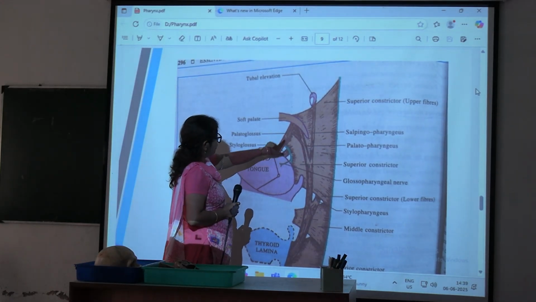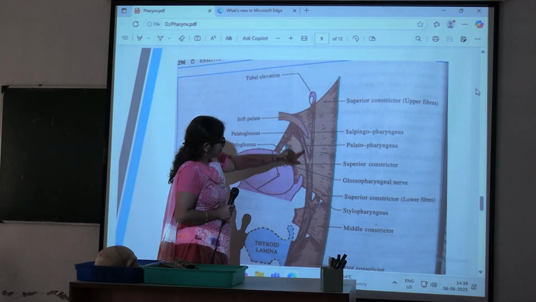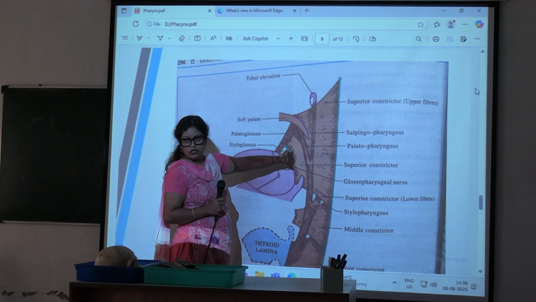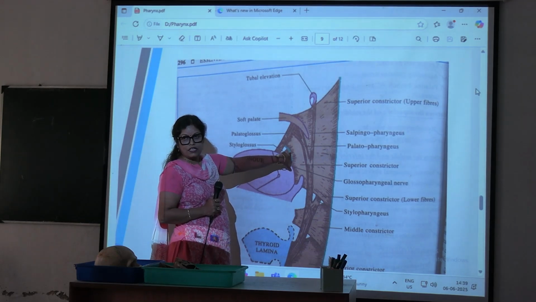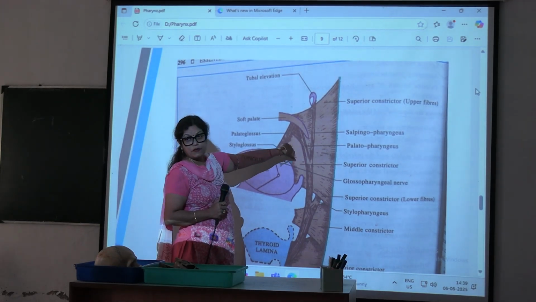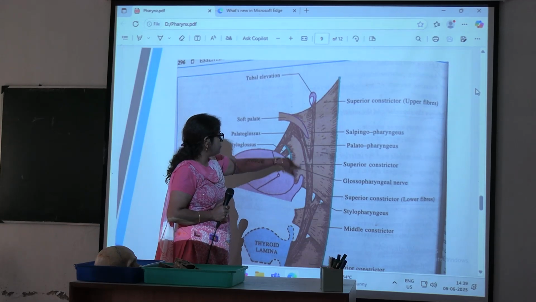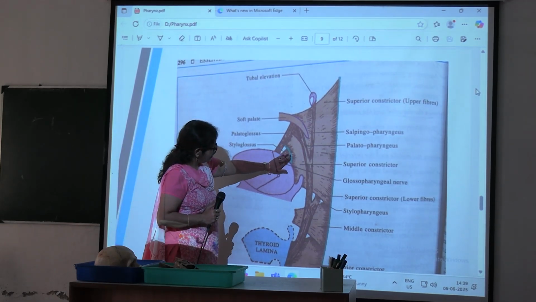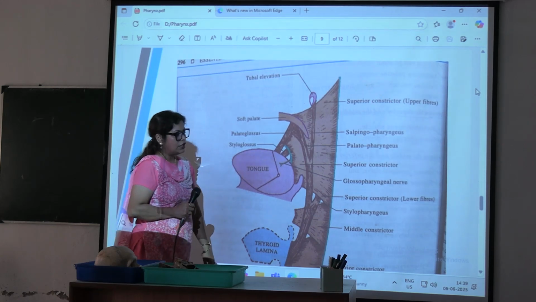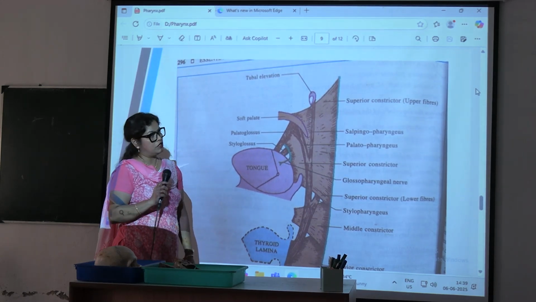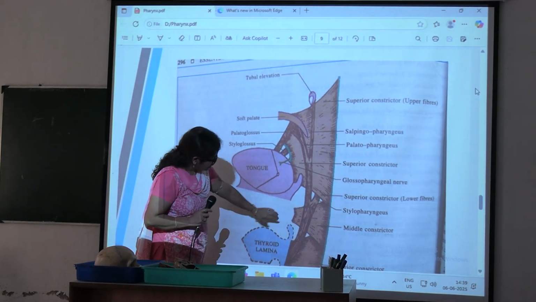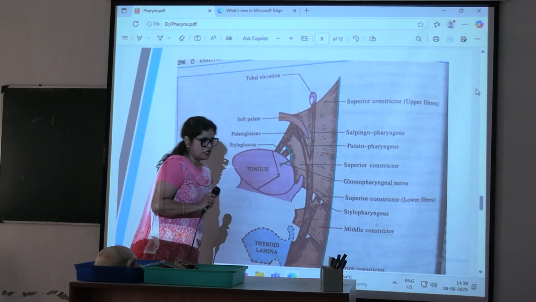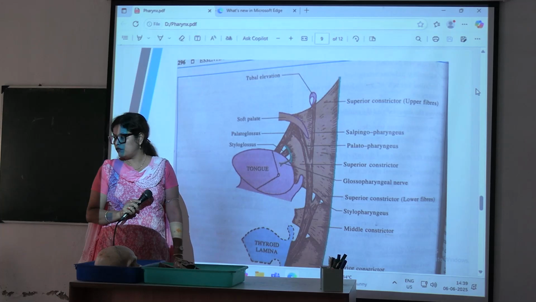Now you can see the palatoglossus muscle, and this is the palatopharyngeus muscle. This space is the tonsillar space. Here lies the tonsil, and in the posterior wall of the tonsil there is the glossopharyngeal nerve that may sometimes get injured during tonsillectomy. And these three are the constrictors, superior, middle and inferior constrictors of the pharynx. Next slide.